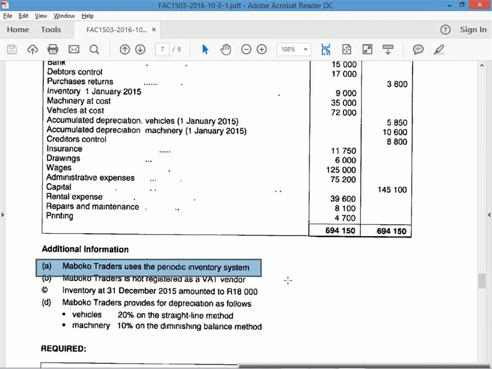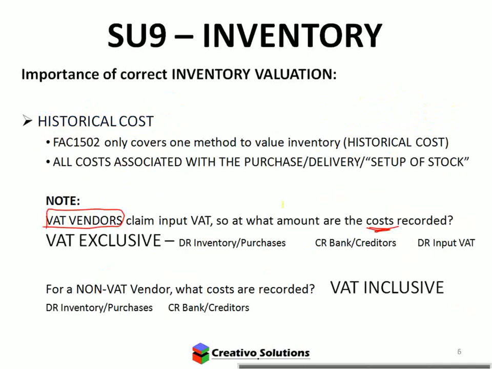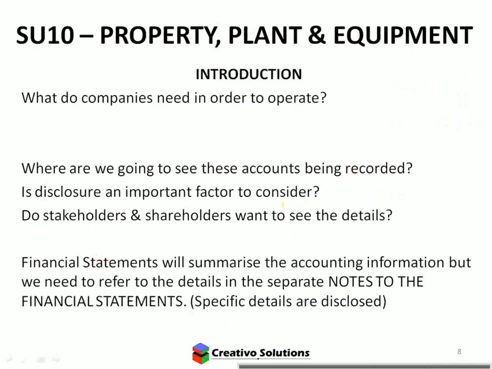In this exam, the students were lucky. They were told what system was being used. Obviously, you would have to know. The key is looking at the keywords. I'm looking for the word purchases, I'm looking for the word cost of sales. Great. So that covers the theory in number 9.